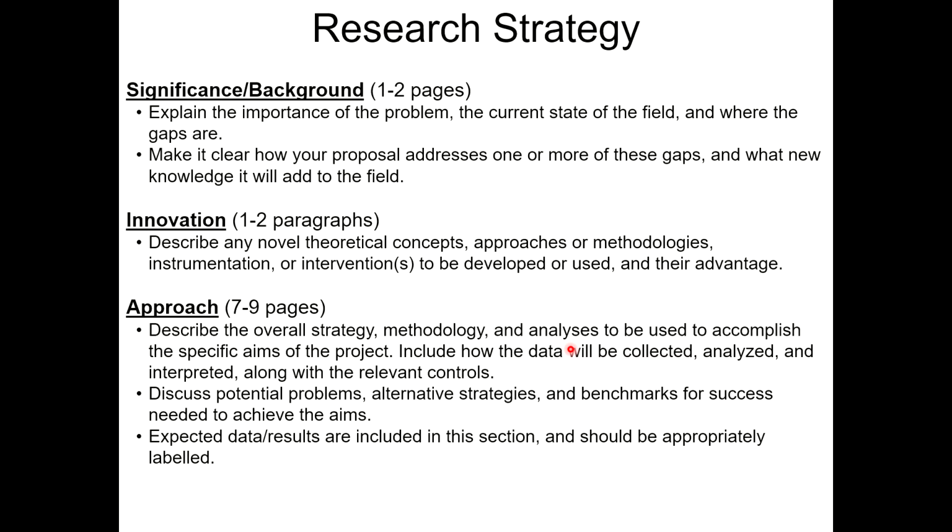So the actual meat of your proposal is called the research strategy, and this is further broken down into different sections. So first off is background and significance. This is usually a page or 2, and that's where you convince us to care. So what's the background? What's the state of the field? What do we know? And then at the end of that, what are the big questions left to answer? And that's where your OP proposal comes into play. And then when you're writing this section, especially at the end, you need to make it very clear how your proposal addresses these gaps and what you're going to add to the field.